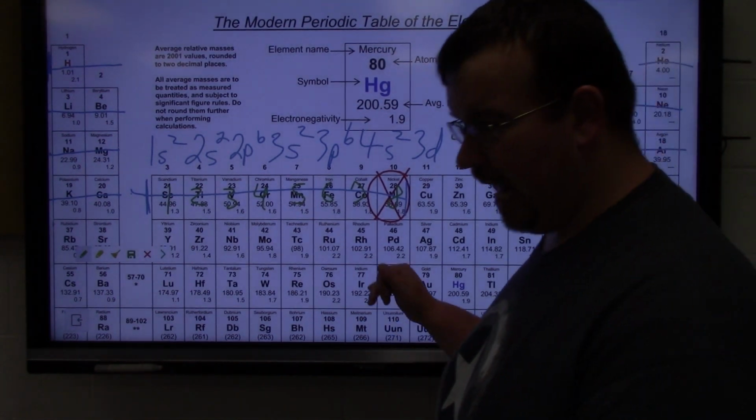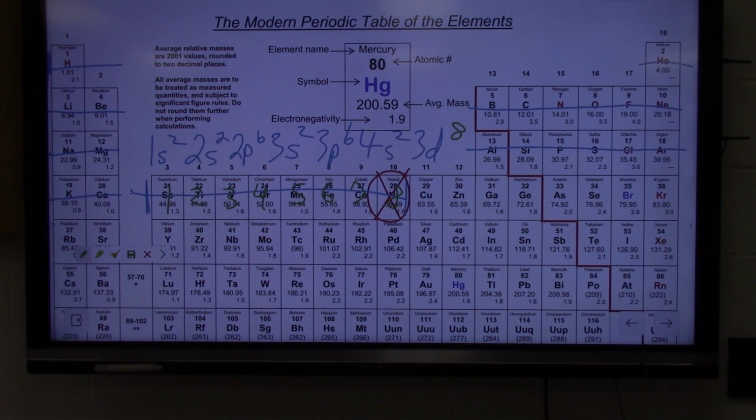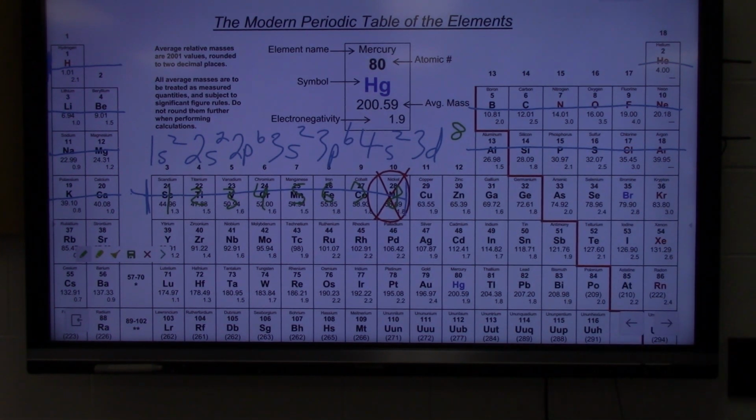Or is there F? For F, you subtract two. Everybody good? Would you please do me a favor and group up with your peeps? I still need the orbital notation, and I need the noble gas configuration. Do you want me to leave that up there for you? Yes. Okay. Please give me the orbital notation and the noble gas configuration.